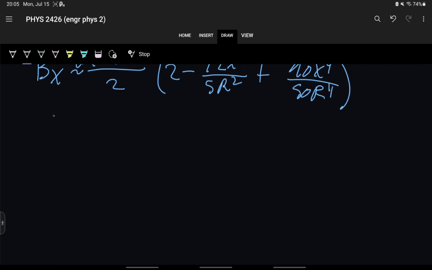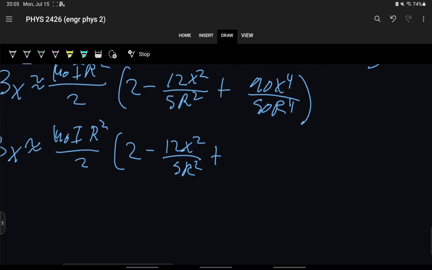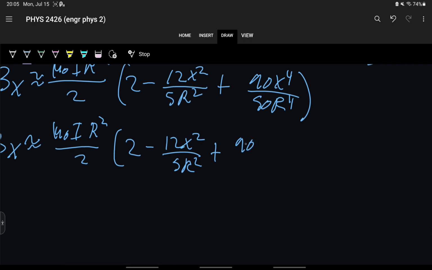And then now we can go ahead and do one more simplification of b sub x. And that's going to be mu sub 0 times I times r squared all over 2. And that's going to be multiplied by 2 minus 12x squared, all divided by 5r squared. Plus, this is going to turn into, I don't know why I write 90, it should be 9x to the power of 4, all divided by 5r to the power of 4.